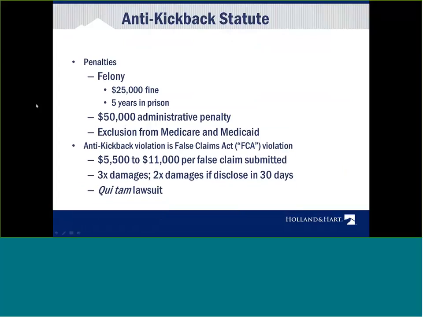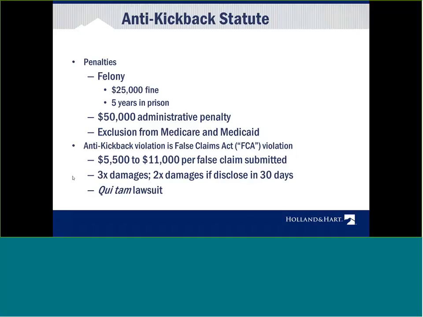Anti-Kickback Statute violations are also violations of the False Claims Act. And so in addition to the penalties just under the Anti-Kickback Statute, the violations also can lead to additional fines, up to $11,000 per claim, and then multipliers on top of those amounts of damages. And I mentioned at the end, qui tam lawsuits, also known as whistleblower lawsuits.